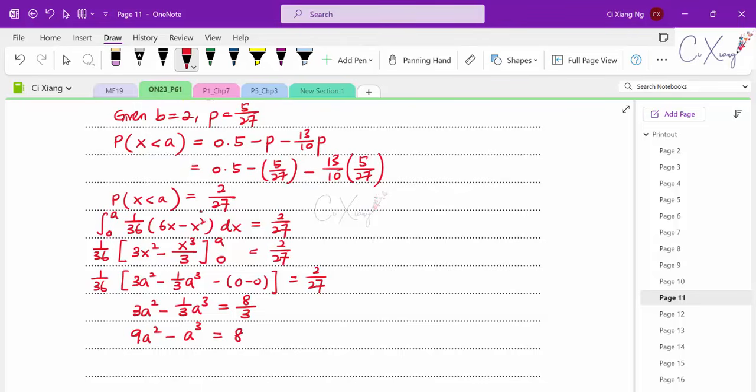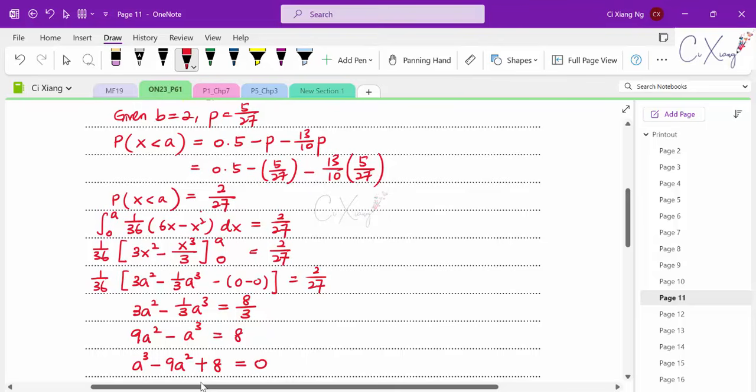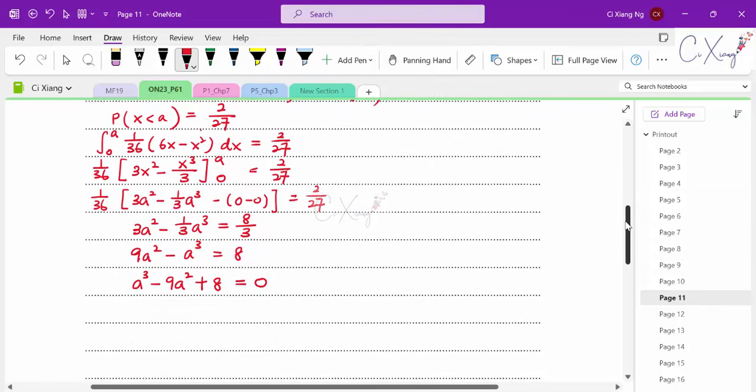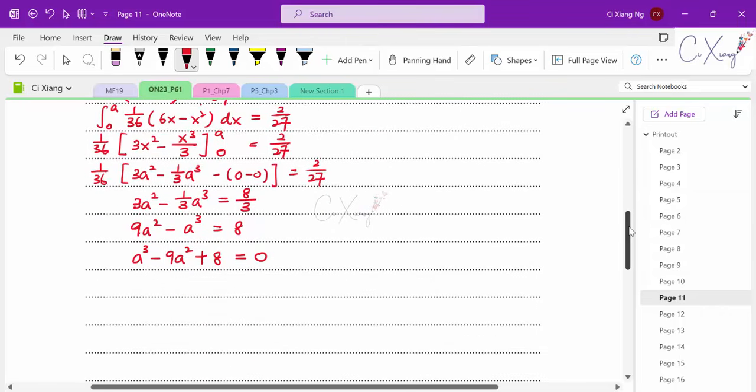Okay, so from here, I think it is quite obvious that we have a^3 - 9a^2 + 8 = 0. So we have a cubic equation in terms of a, and to solve it, we should factorize it.